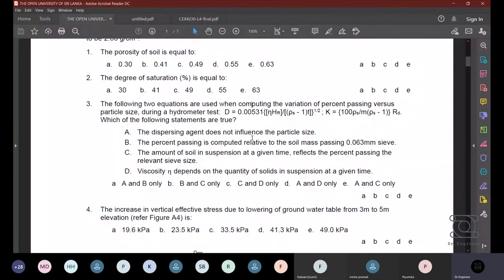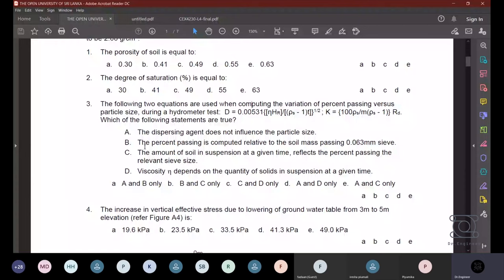So they have said it correctly, does not influence. So the statement A is correct, right? So if A is correct, you can directly omit option B, option C, right? So two options are gone, only A, D, and C, E are remaining, right? The next part, next statement.